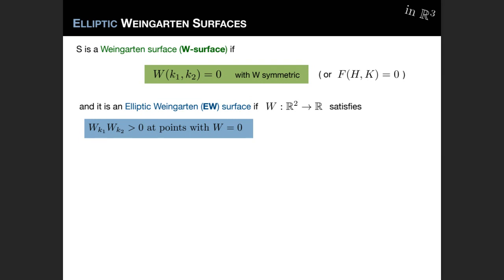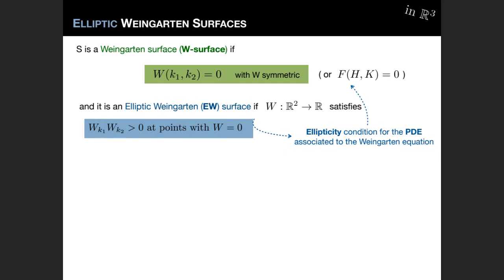which is nothing but the ellipticity condition for the elliptic partial differential equation that we get when we write the equation in terms of, so if we have a surface and locally around a point, we express the surface as the graph of a function over the tangent plane, then the Weingarten equation transforms into a second order partial differential equation for the function defining the graph. So this condition for elliptic Weingarten surfaces is nothing but the ellipticity condition for this underlying partial differential equation.